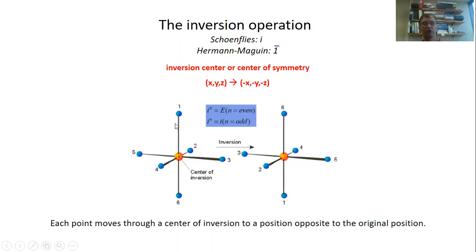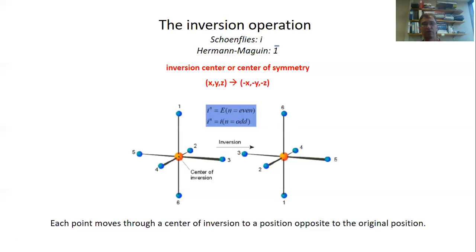We have here an octahedral molecule with six different ligands. So we can, for instance, put ourselves on the atom one here. If we carry out the inversion operation, then atom one moves through the inversion center, which is here in the center of the molecule, to the other side and is now at the position of atom six. Now, if we carry out the inversion operation around atom six, then atom six moves through the inversion center to the other side and is now in the position of atom one. So effectively, atom six and atom one have swapped their positions.